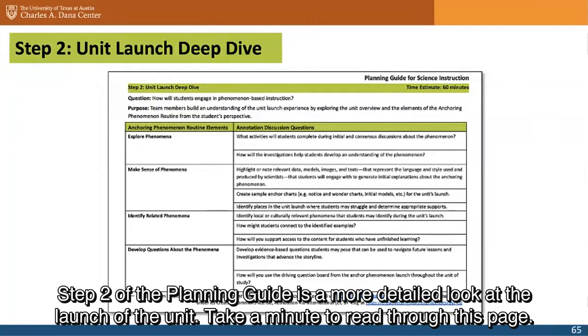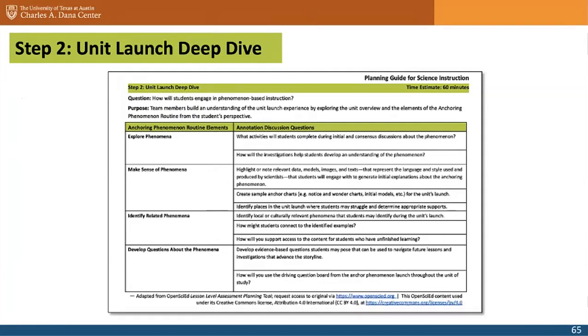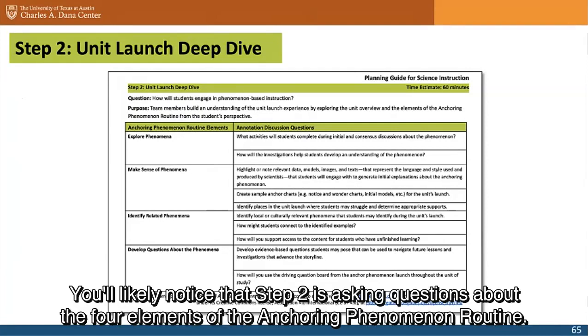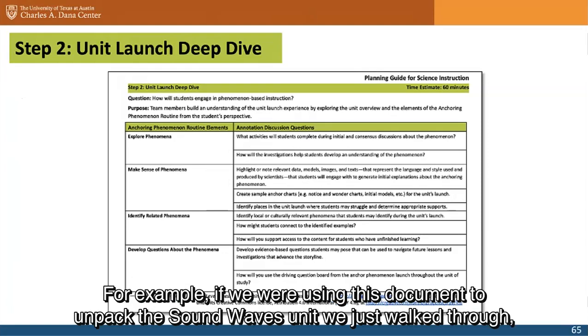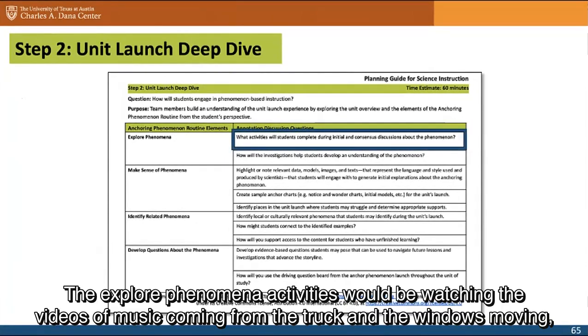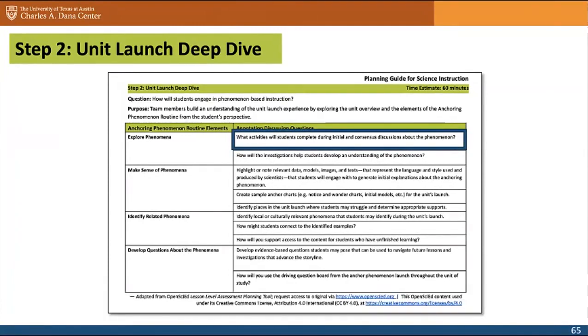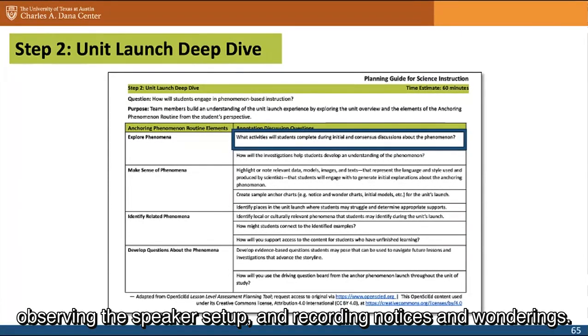Step 2 of the planning guide is a more detailed look at the launch of the unit. Take a minute to read through this page. You likely notice that step 2 is asking questions about the 4 elements of the anchoring phenomenon routine. For example, if we were using this document to unpack the sound waves unit we just walked through, the explore phenomena activities would be watching the videos of music coming from the truck and the windows moving, observing the speaker setup, and recording noticings and wonderings.